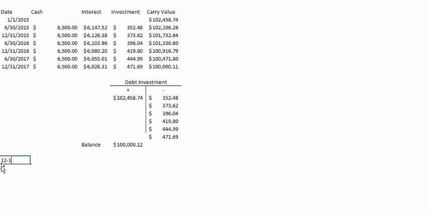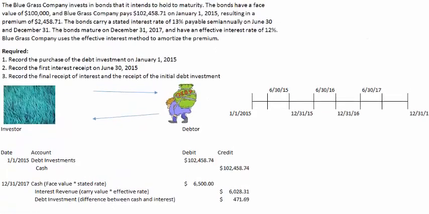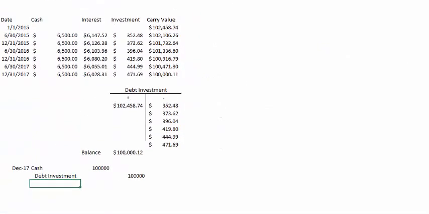So on December 31st, we are also going to receive cash of $100,000, and we're simply going to offset that with this debt investment account because it's no longer an investment once they return the $100,000. So that would then zero out this account, and we would be whole again. The debtor would owe us nothing else, and we would have correctly accounted for all of the transactions throughout this investment.